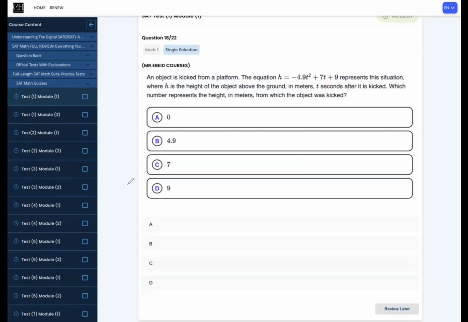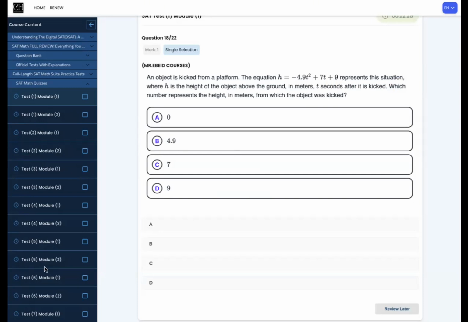An object hangs from a platform. The equation h equals -4.9t squared plus 7t plus 9 represents the situation where h is the height of the object above the ground in meters t seconds after it was kicked. Which number represents the height in meters from which the object was kicked? It means the initial number. So the initial number here is 9.